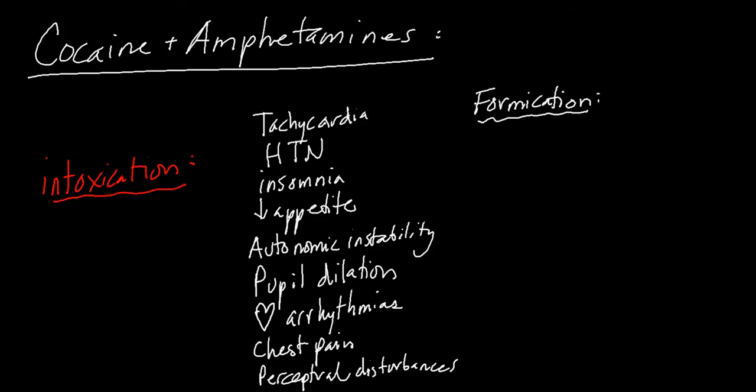The next drugs that we'll talk about come from the cocaine and amphetamine class. So I kind of lumped them together because a lot of these symptoms will be very similar. Cocaine and amphetamines, such as methamphetamine, will share a lot of the same characteristics. Acute intoxication of these drugs will include tachycardia, hypertension, insomnia, decreased appetite. Kind of reminds you of the autonomic instability picture almost.